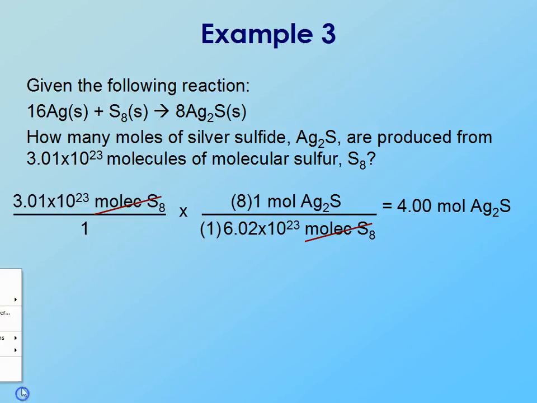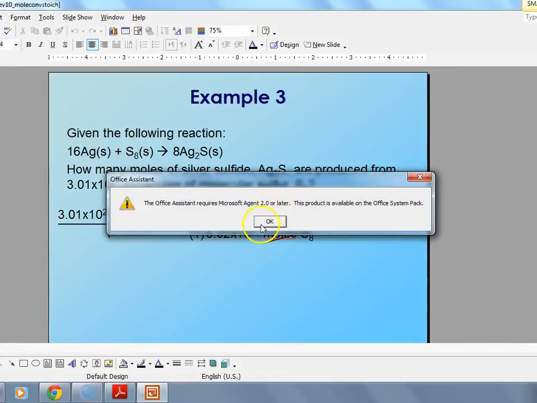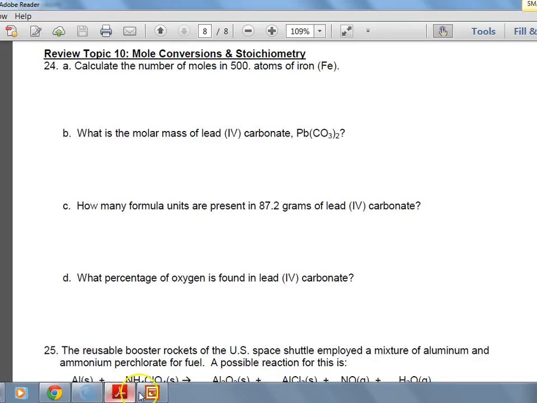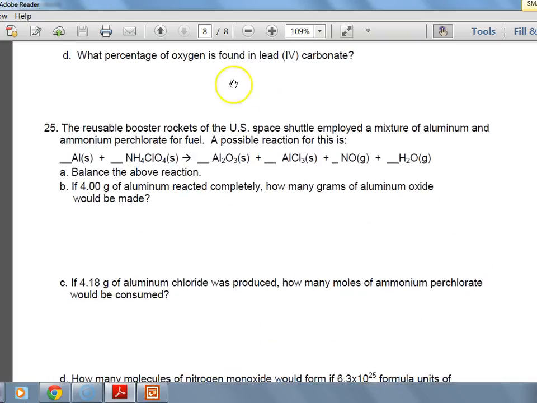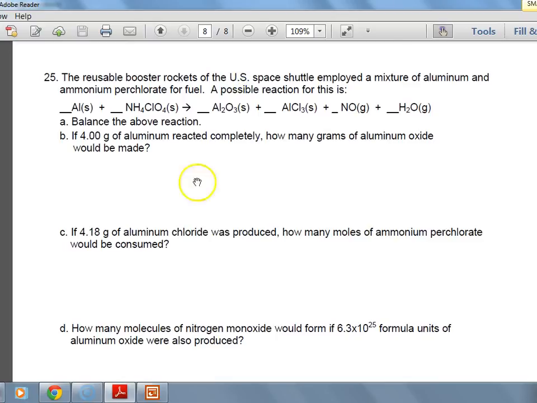And this should help you be able to answer the final set of questions on your review assignment. 24 is all mole conversions, percent composition. 25 is a stoichiometry problem. Again, please remember with 25D, atoms, molecules, formula units, ions, they're all represented by Avogadro's number in terms of a mole. And if you have any questions, please don't hesitate to be in touch.